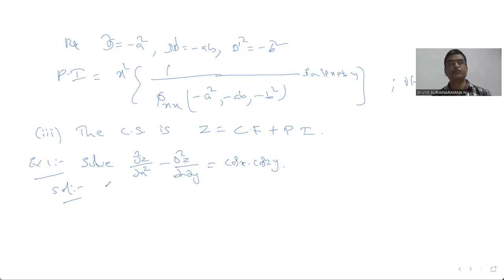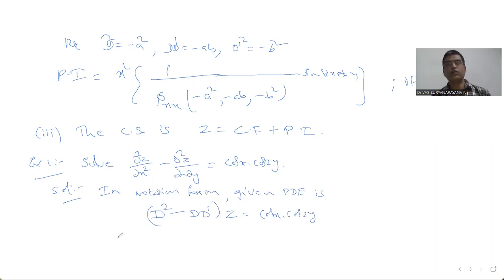Okay. So using our standard notation, we are using capital D for ∂/∂x and capital D dash for ∂/∂y. In this notation, the given PDE is: ∂²/∂x² means D², and ∂/∂x of ∂/∂y means DD' of z, equal to cos x cos 2y.